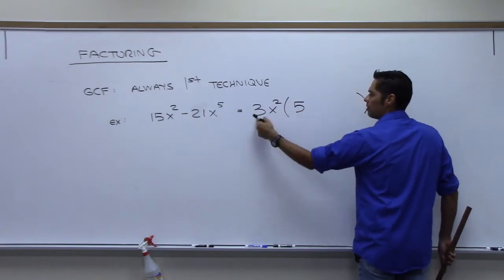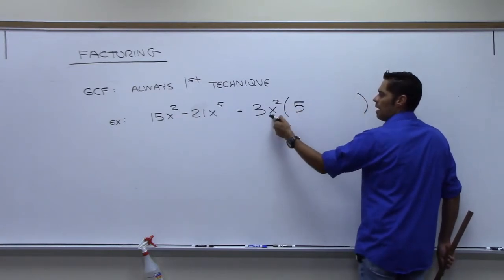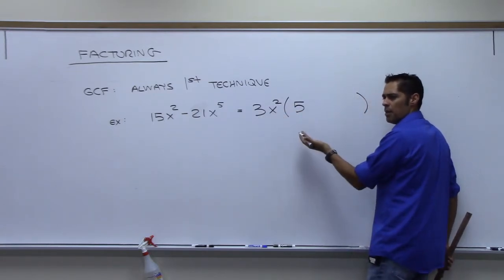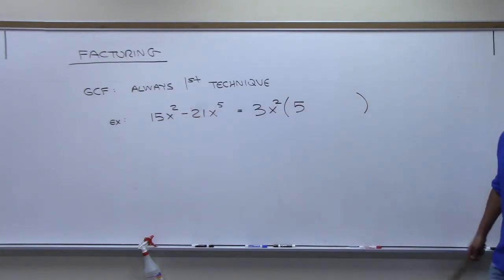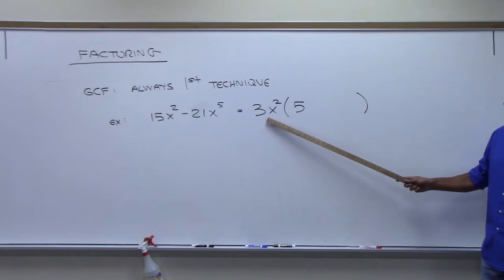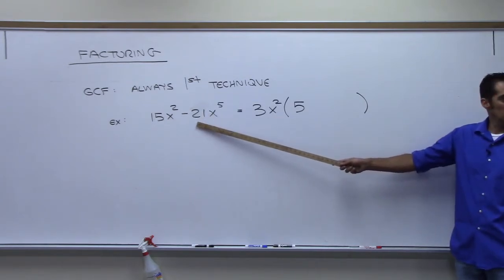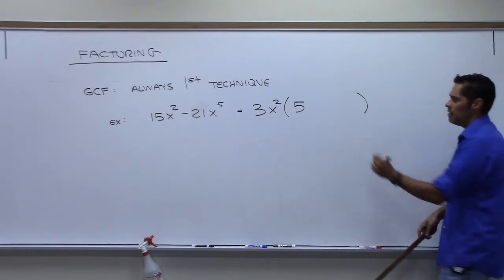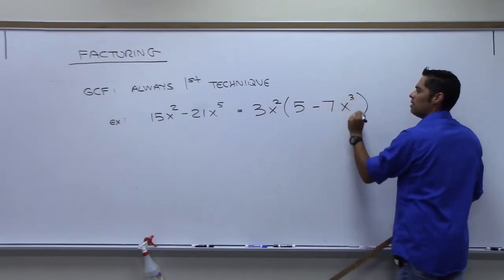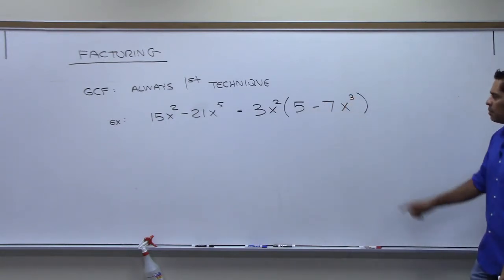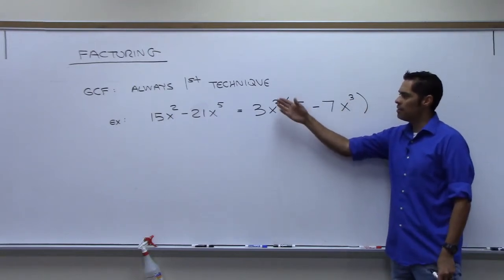5. So 3 times 5 will give me 15, and then I'll have an x squared. That would give me 15x squared, wouldn't it? And that's what I have. So that's all I need, 5. And then here, what do I multiply 3x squared by to get -21x to the fifth? -7. And how many x's? X to the 3rd, because when you add this 3 and 2 together, you get 5.